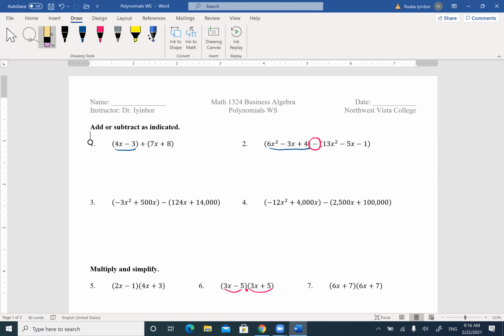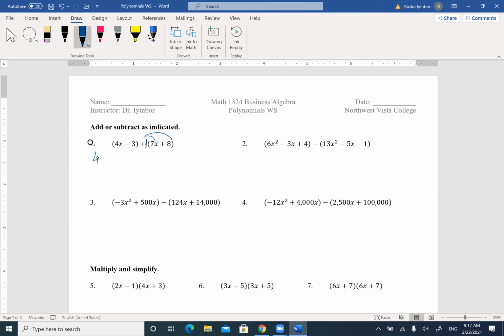So let's start with the basic operations of adding and subtracting. You add and subtract polynomials the same way. The rules are the same. You're going to take off the parentheses first, and then you're going to combine like terms. So if you have a polynomial plus a polynomial, I'm doing number 1, I'm going to take off the parentheses because this is plus, there's an invisible 1. So when I multiply by plus 1, everything is going to stay the same.